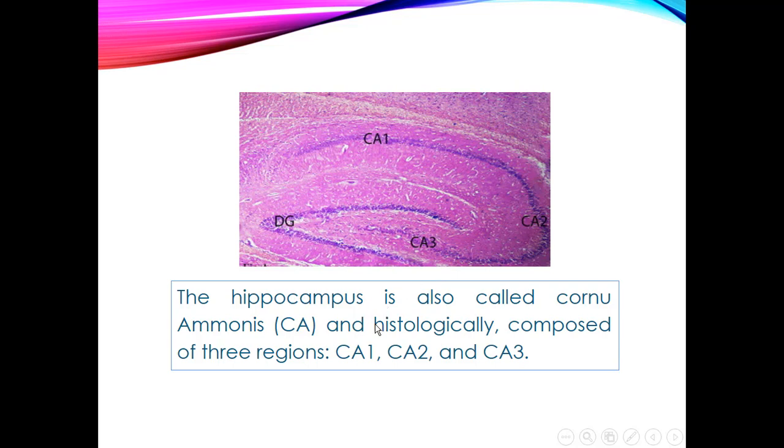It's important to remember that the hippocampus is also called cornu ammonis, and histologically it is composed of three regions, including CA1, CA2, and CA3. This structure is the dentate gyrus, and as you see, the CA3 region has a close relation with the dentate gyrus.